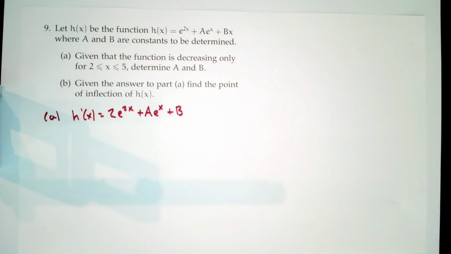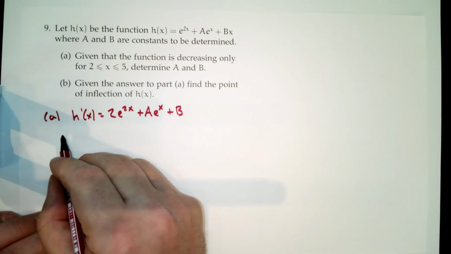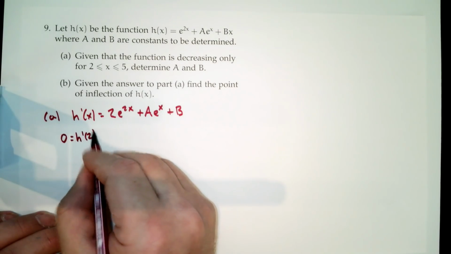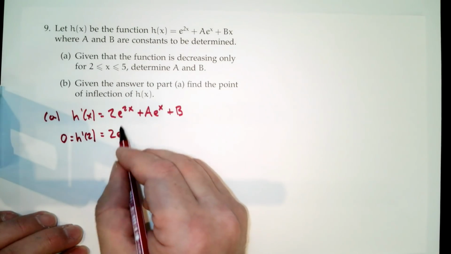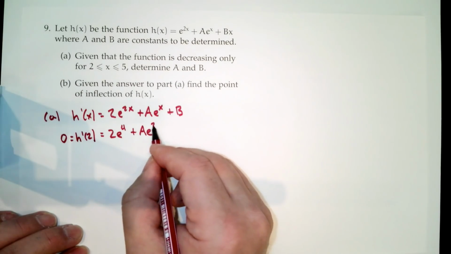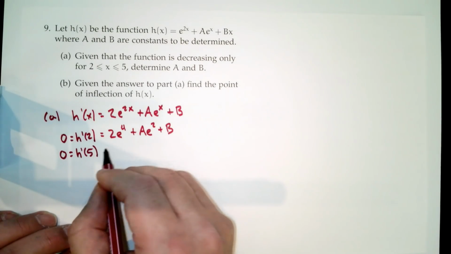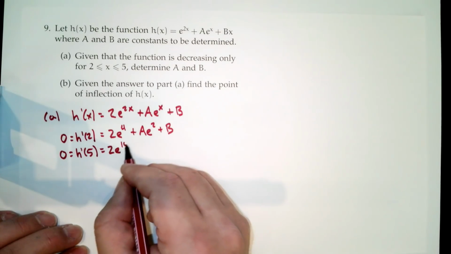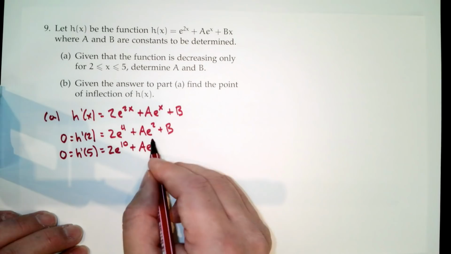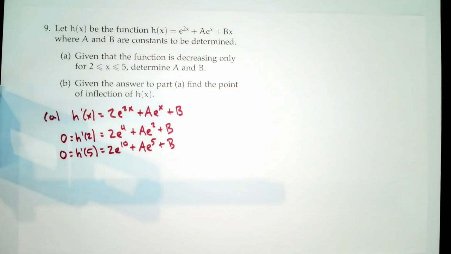Now, we're told that the function is decreasing only between 2 and 5, which means it's increasing everywhere else. How are we going to take that information to solve for a and b? So basically, I know when it's positive, and I know when it's negative. So what else do I know? I know where it's 0. So where is the derivative 0? 2 and 5. So I have that 0 is equal to h prime of 2, so that's 2e to the 4th plus a e to the 2 plus b. And that 0 is equal to h prime of 5, which is 2e to the 10th plus a e to the 5th plus b.